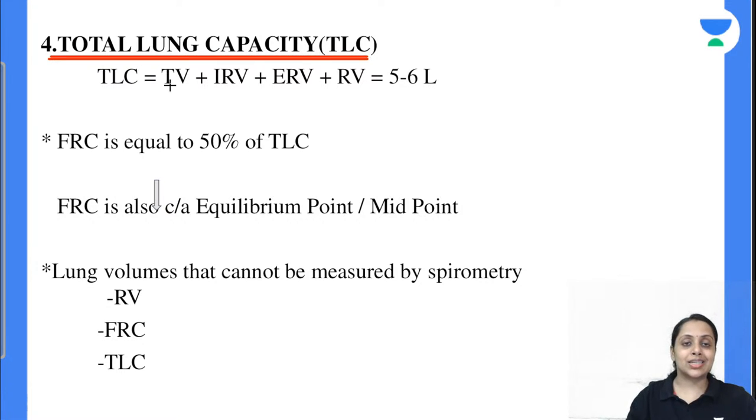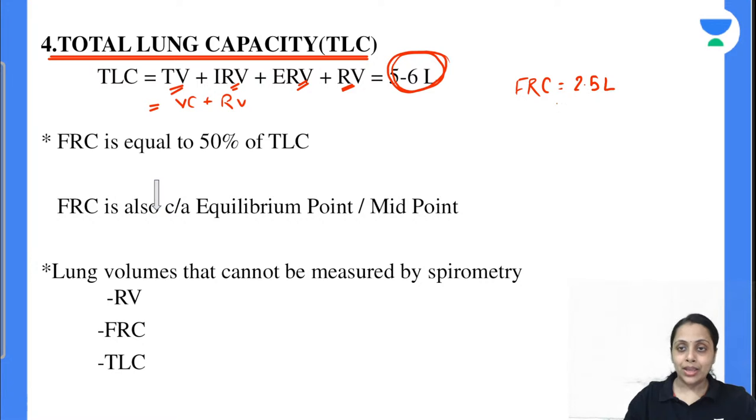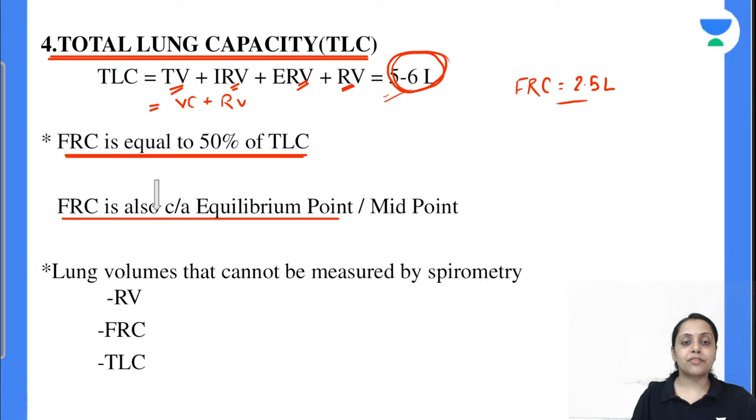Next is the total lung capacity. Total lung capacity is the summation of tidal volume plus inspiratory reserve volume plus expiratory reserve volume plus residual volume. So we can say it is the summation of vital capacity plus the residual volume, and its normal value is 5 to 6 liters. How much was FRC? Normal FRC is 2.5 liters and total lung capacity is 5 liters. So we can say FRC is equal to 50% of total lung capacity. And we studied earlier that FRC is also known as the equilibrium point and the midpoint. Is this clear with everybody?